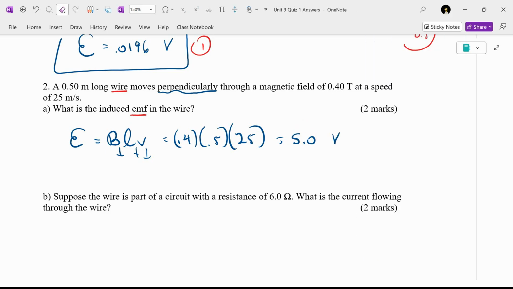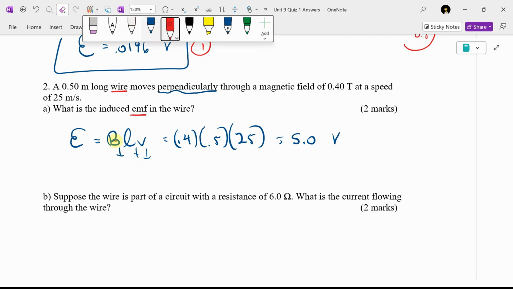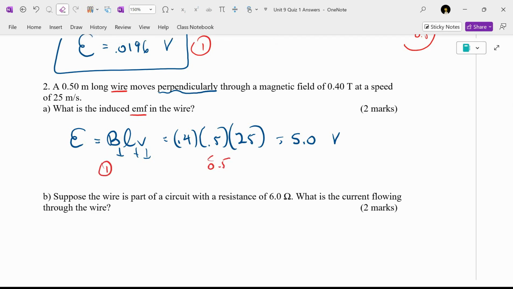5.0 volts. 2 marks, I would give you 1 mark for the equation, half mark for the numbers, and a half mark for the answer.